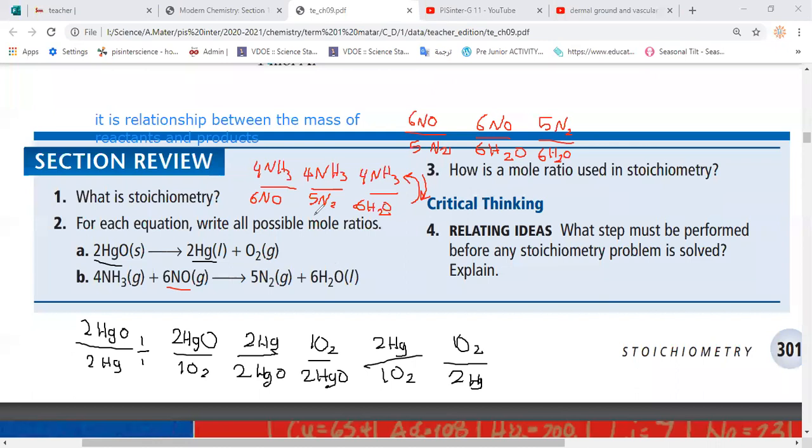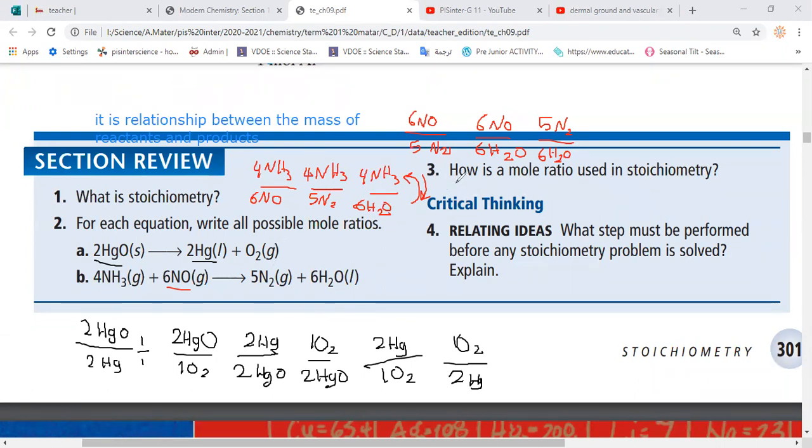Pay attention, Ali. Pay attention, okay? And try to answer the following question. So here, like this, guys, that's the possible mole ratios for these two equations.